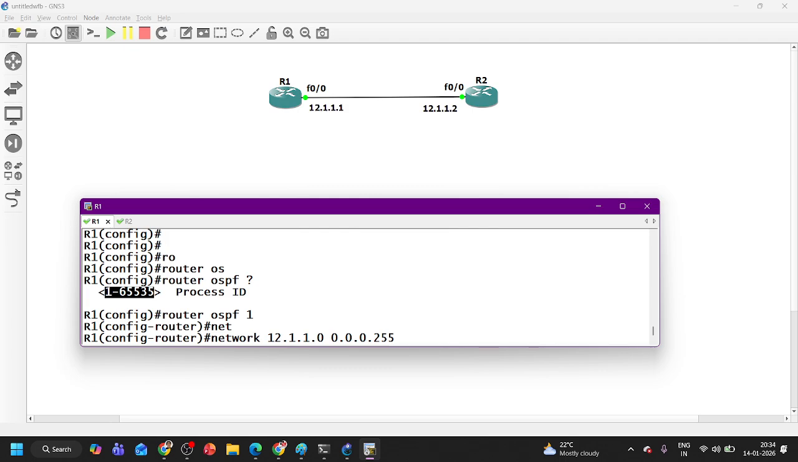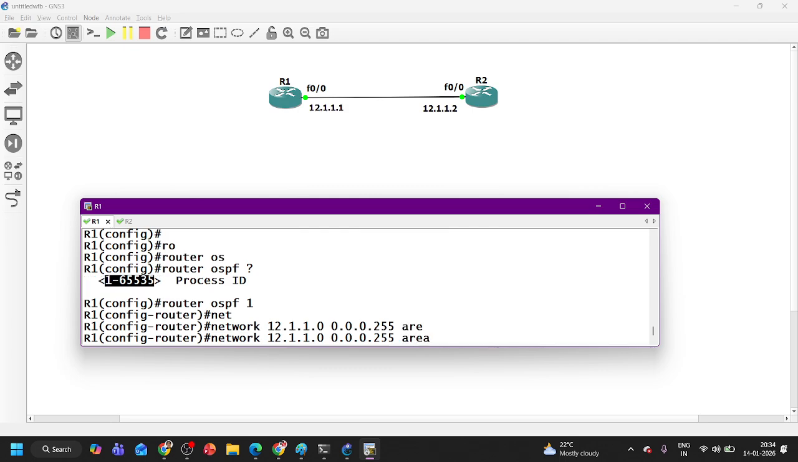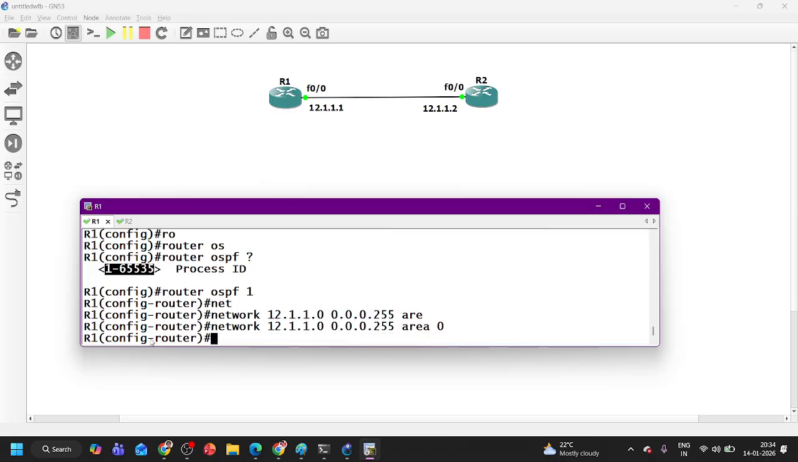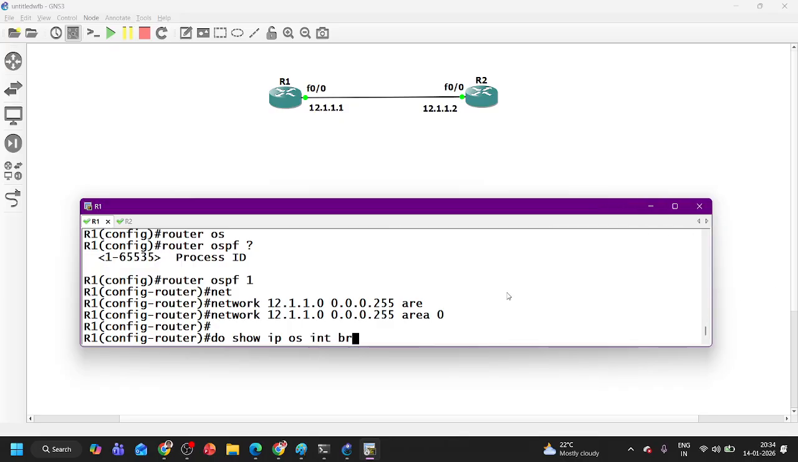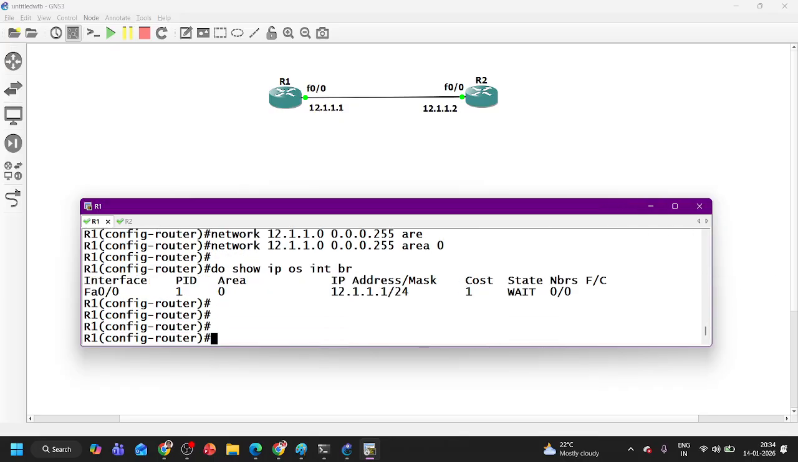Soon we'll understand the area concept also. For now, just use area 0, which is the backbone area of OSPF. No worry about the area concept, we'll understand it soon. Now see what will happen. This command is going to enable OSPF on FastEthernet 0/0. Verify it through this command, show ip ospf interface brief. This command will give you the information of OSPF on the interface.